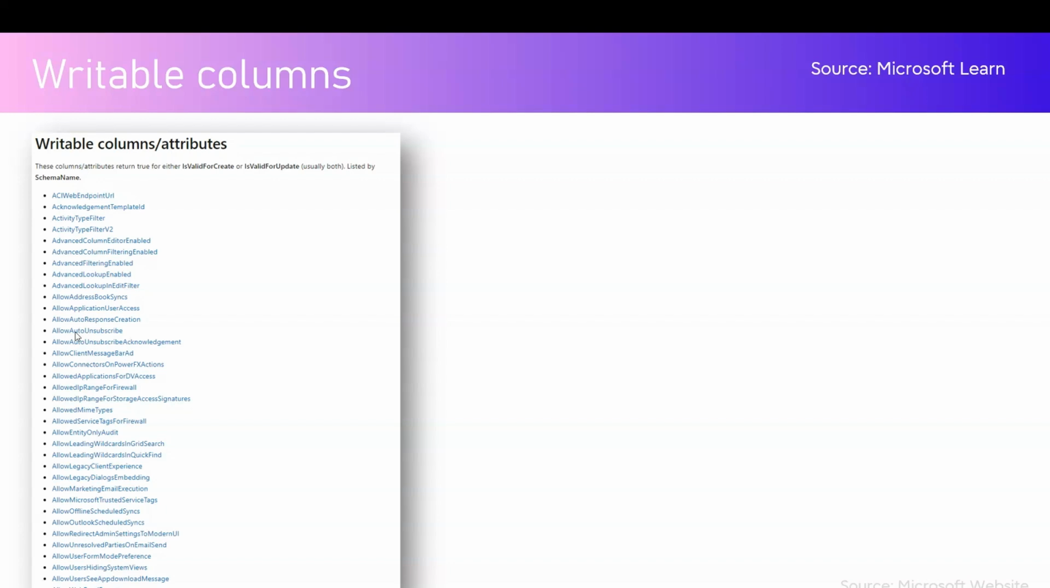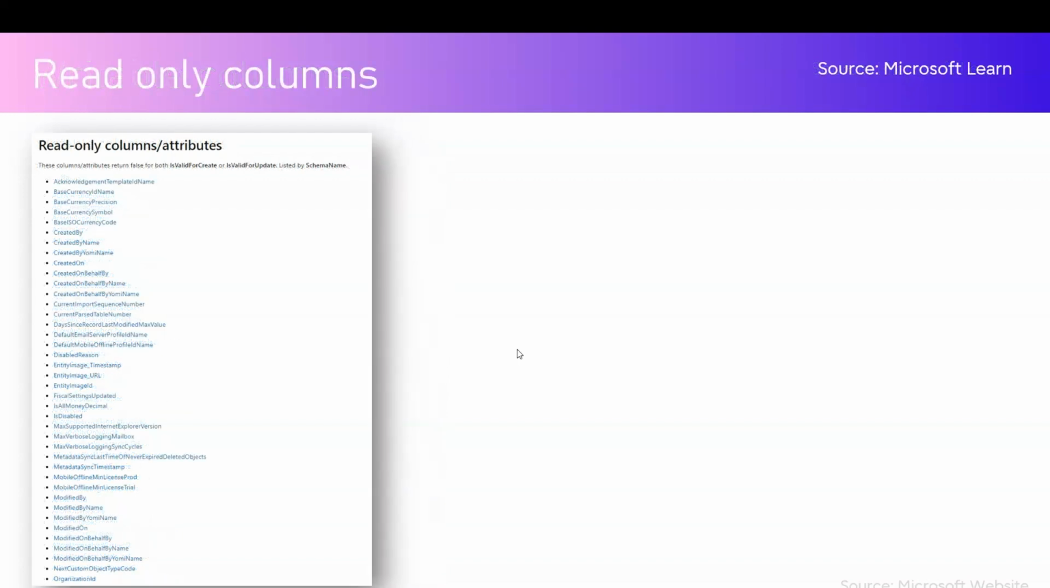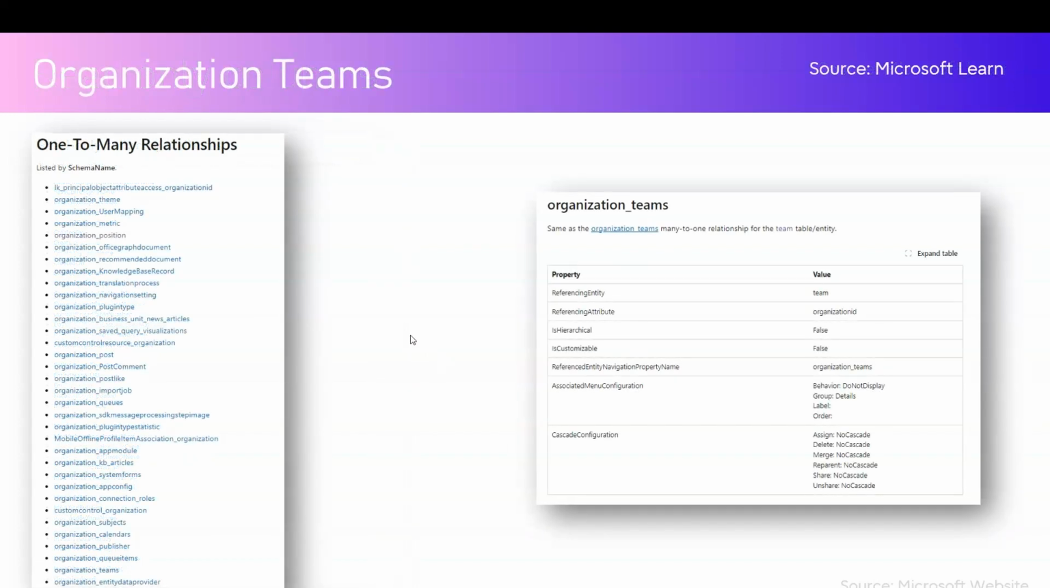One of the columns would be allow auto unsubscribe, or advanced lookup enabled, or advanced filter enabled, activity type filter. So like this you can edit the value. Read-only columns are columns like created on, created by, base currency symbol, base ISO currency code. All of these, like modified on, modified by name, modified, are columns which you cannot edit, you can just view them.